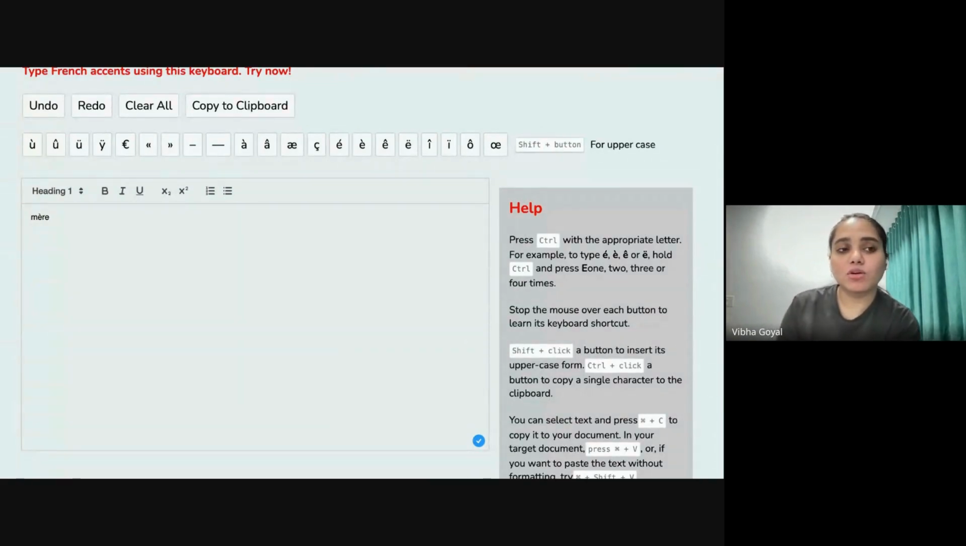On mobile it won't work because on our mobiles we already have the typing facility. When you long press on your keyboard, you see the accents, but that wasn't the case for laptops and computers. So there you go.